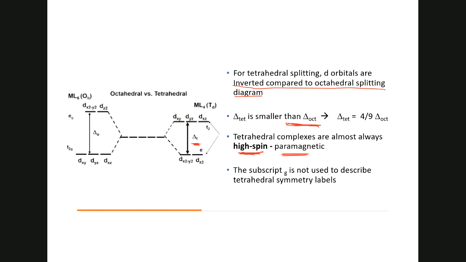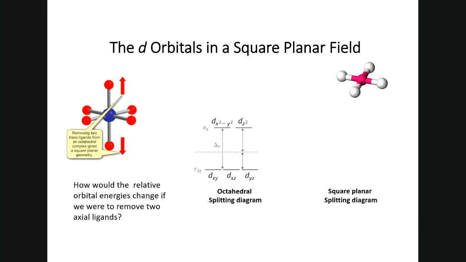The last one we want to look at is square planar. For square planar, what we're going to do is start off with octahedral and then see how the octahedral splitting diagram will change if we go from octahedral to a square planar complex. The octahedral complex has 6 ligands. Square planar has 4, and the difference is that if we take off the 2 axial ligands on my octahedral complex, I will get a square planar complex.